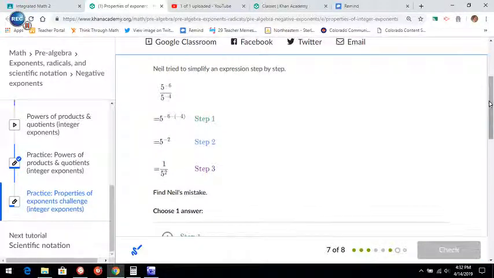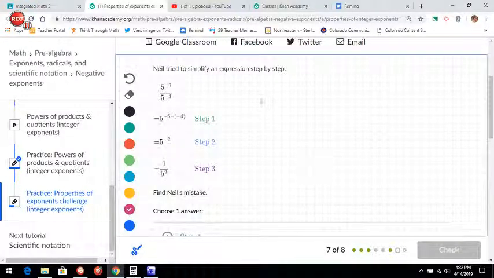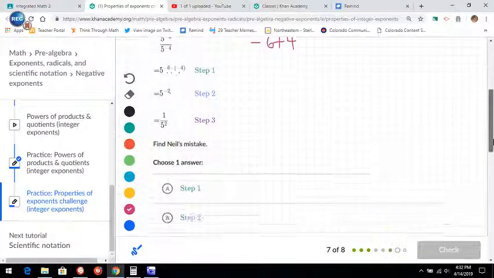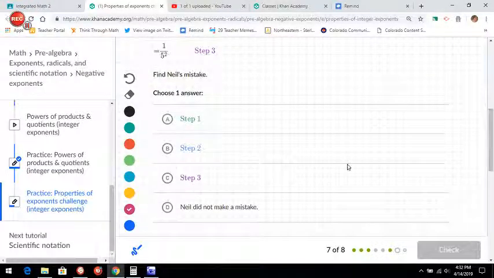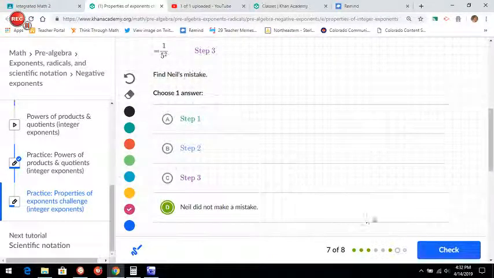Okay, find his mistake. So 5 to the negative 6 divided by 5 to the negative 4. The shortcut is when you are dividing powers, you subtract the exponents. So negative 6, oh, he's got it right here. Negative 6 minus negative 4 would turn into negative 6 plus 4, which is negative 2. He did that right, and then that's 1 over 5 to the second. So yeah, he did not make a mistake.